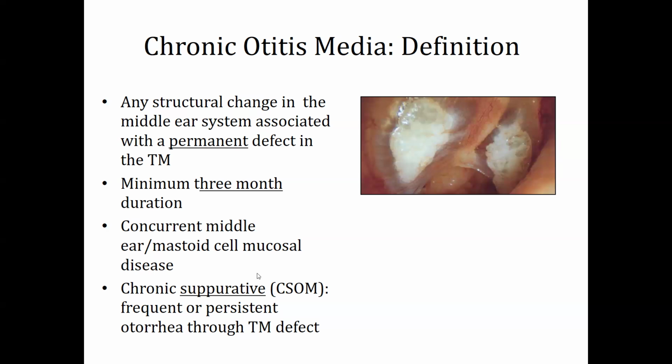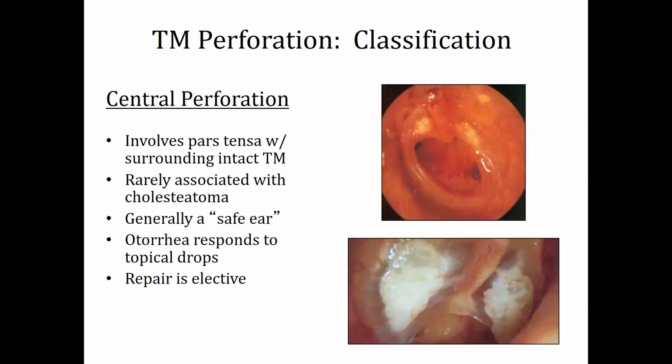If it's chronically draining, we would describe this as we start to add more descriptives to the situation: chronic suppurative otitis media, or frequent or persistent otorrhea through a tympanic membrane defect. Remember that anything you see that's greater than 3 months would be construed as chronic otitis media on this spectrum of disease as you start to think about that. So TM perforation classifications, we all see these. This would fall under the auspices of chronic otitis media.